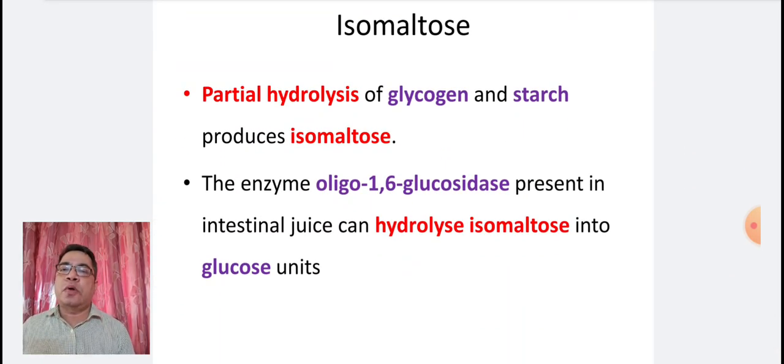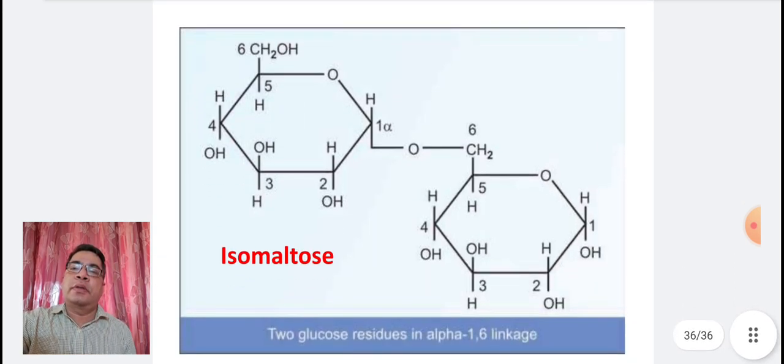Partial hydrolysis of glycogen and starch produces isomaltose. The enzyme oligo 1,6 glucosidase, present in intestinal juice, can hydrolyze isomaltose into glucose units. In this diagram, we can see the structure of isomaltose, that is, two glucose residues in alpha 1,6 linkage.